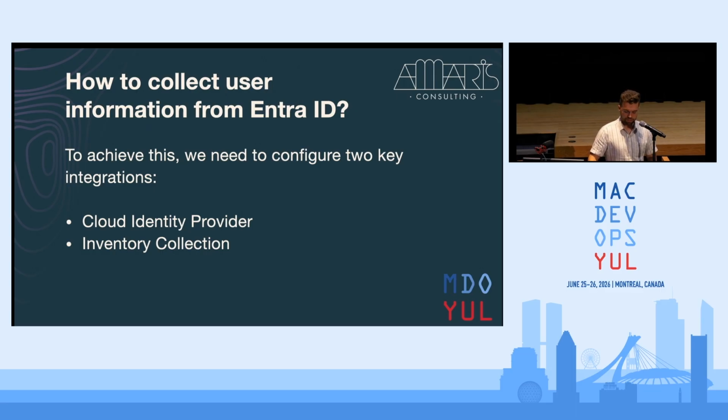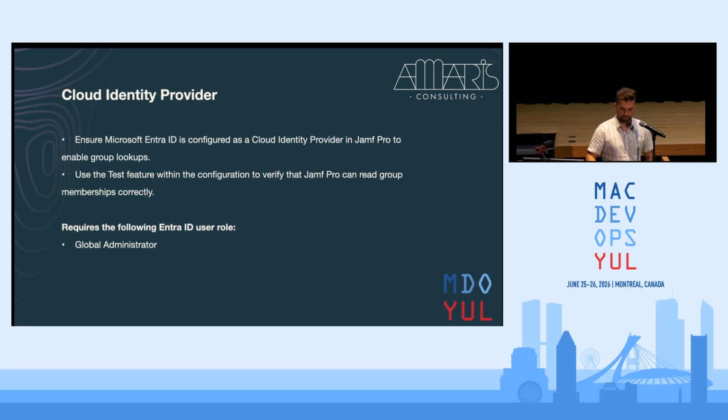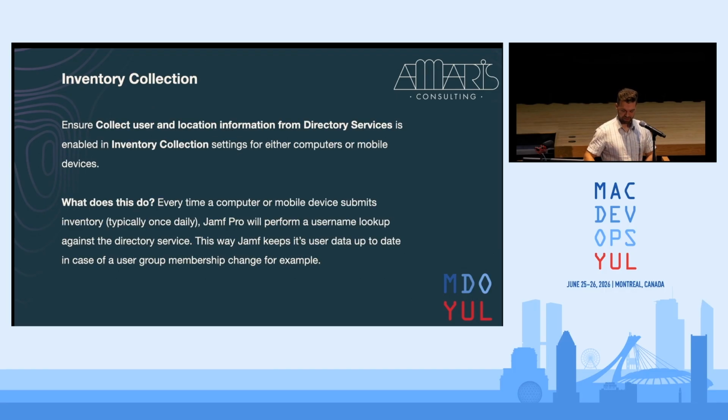Well, there are two things that we need, two integrations. First is a cloud identity provider, and the second one is the inventory collection properly set up. The cloud identity provider, as you know, is basically so that Jamf Pro is able to read Entra ID user information and user groups, and to do that you need to be a global administrator. Normally in my full presentation I would have demoed that, but we're going to go quickly, and I assume you already have that in place.